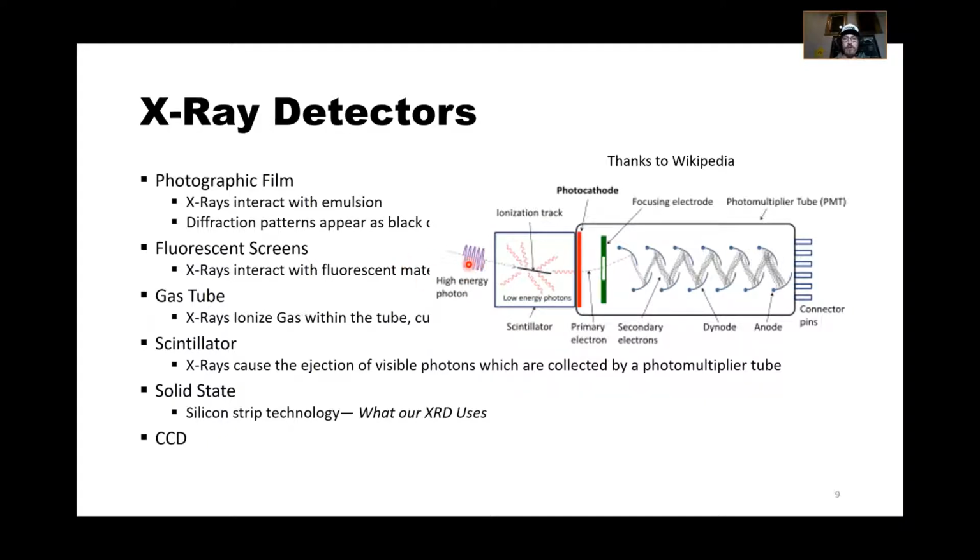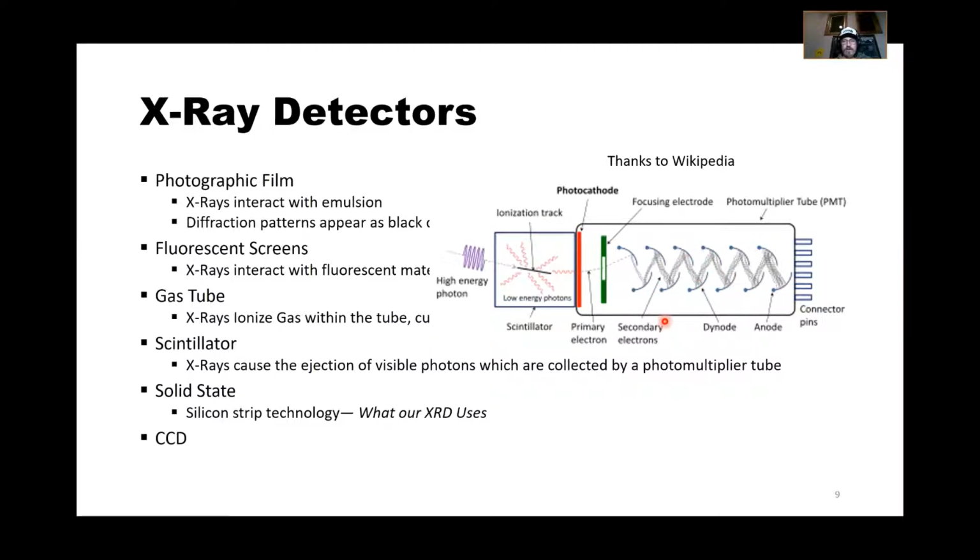So we have a high energy photon, which is an X-ray. It hits our scintillating material, which ejects a low energy photon, which hits this photocathode, which then entails the emission of an electron, which then goes through this array of diodes, if you will, and the signal is essentially amplified. That's the principle behind a photomultiplier tube. This increase in electrons is called cascading electrons.